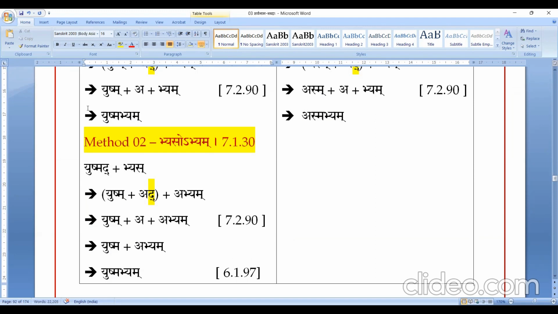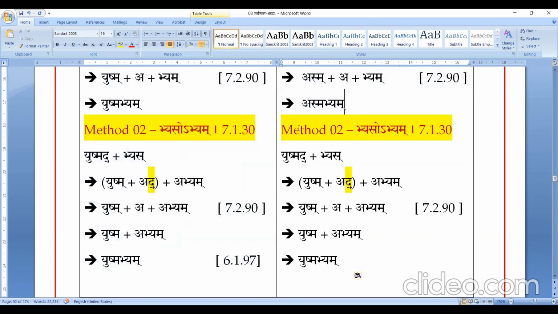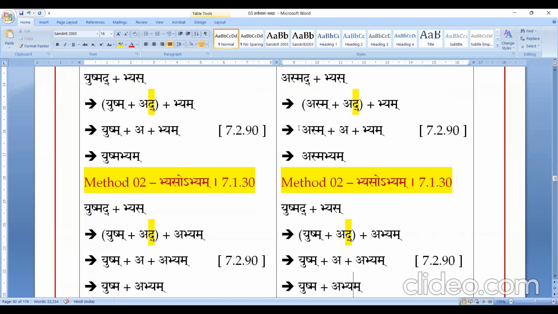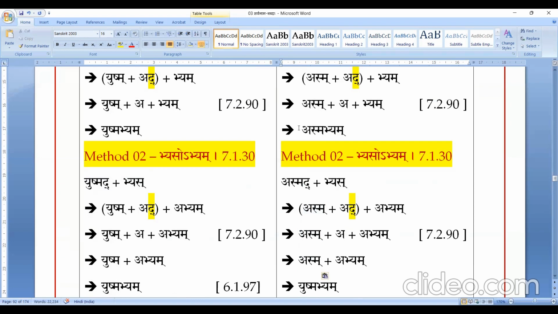It's 197. Okay. Similarly, here also. By method 2, yes, so Abhyam, if you take, Yushmad, Asmad, Asmabhyam. By 6197, orthogone, you get Asma plus Abhyam, Asmabhyam.